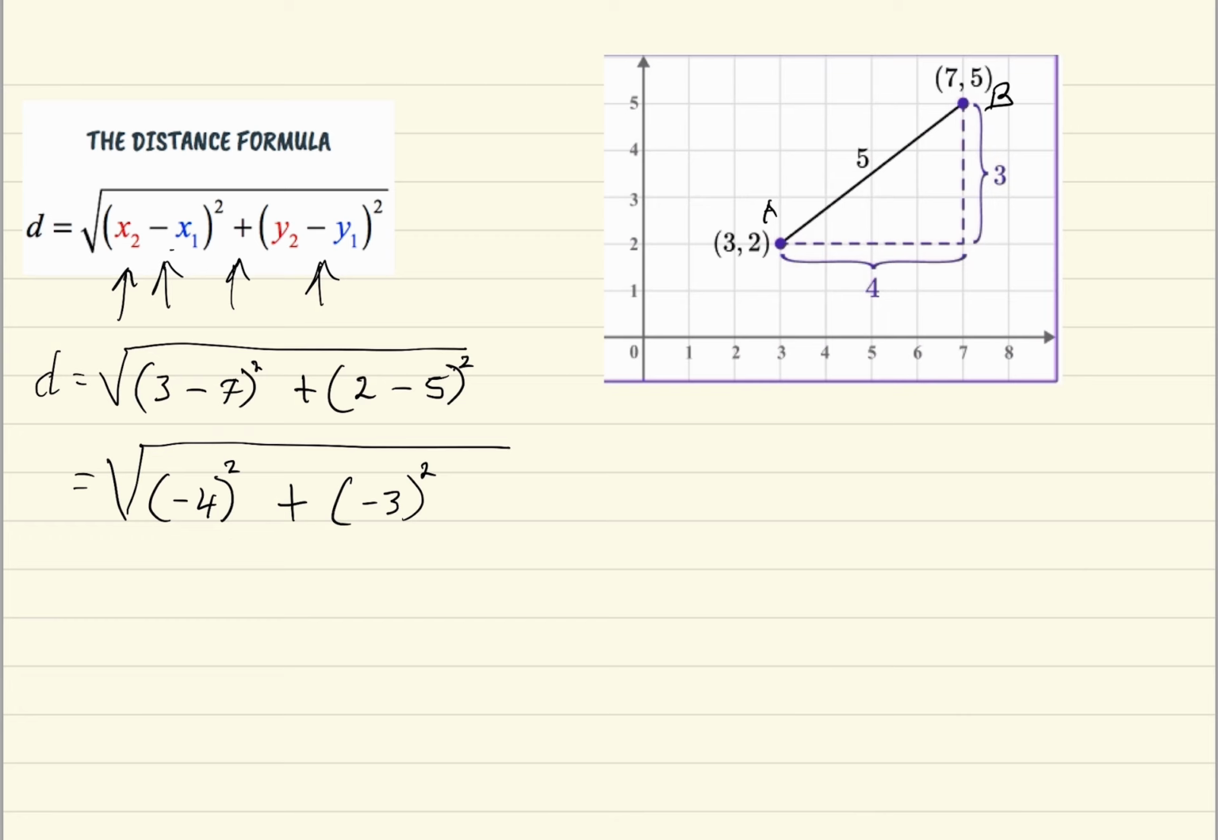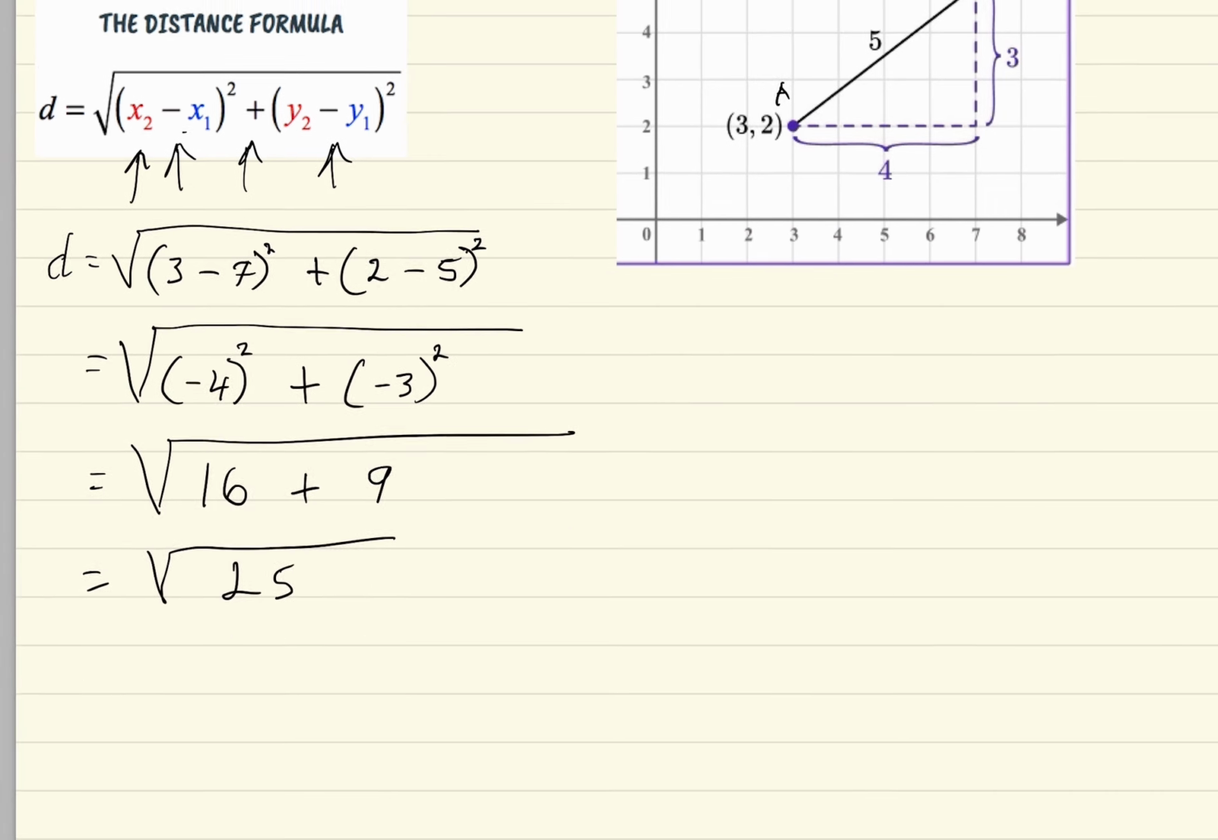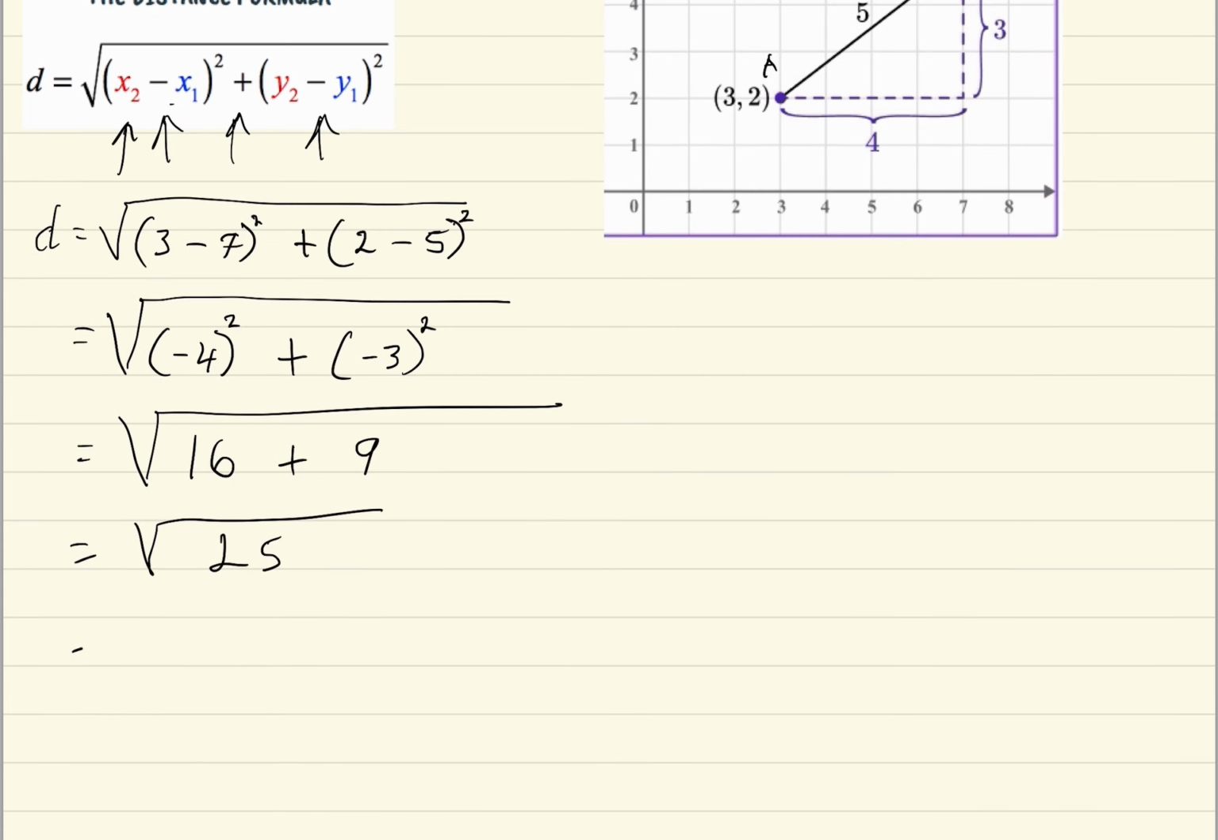So negative 4 squared essentially means negative 4 times negative 4. So that's going to be, sorry, not negative, it's going to be 16. And then negative 3 times negative 3, we know that's going to give us a positive number, so that's going to be 9. So we know 16 plus 9 is going to give us 25. And I think we all know what the square root of 25 is. It's going to be 5.